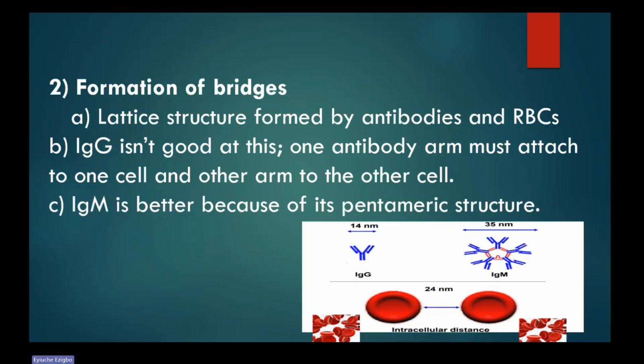We also have the formation of bridges, a lattice structure formed by antibodies and red blood cells. IgG is not good at that. It's just a monomer. You can see the IgG diagram here. One antibody arm must attach to one cell and the other arm to the other cell. So it's a disadvantage for IgG antibodies, while IgM is better because of its pentameric structure. It is able to bridge the gap between the red blood cells and bring them together for agglutination.